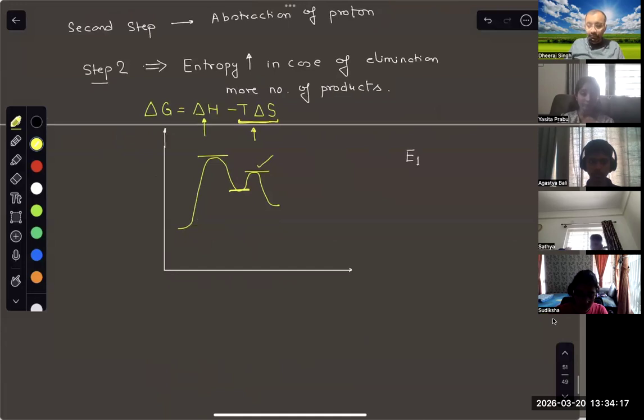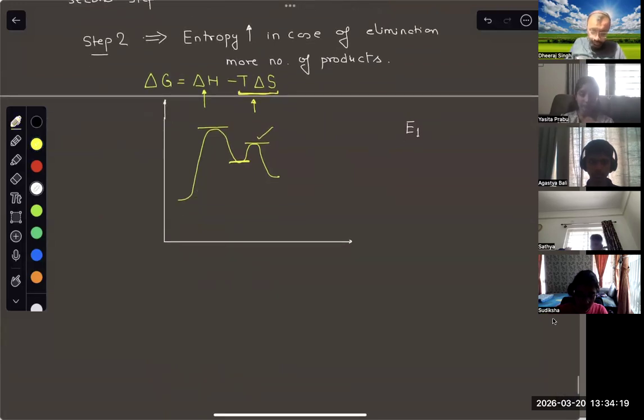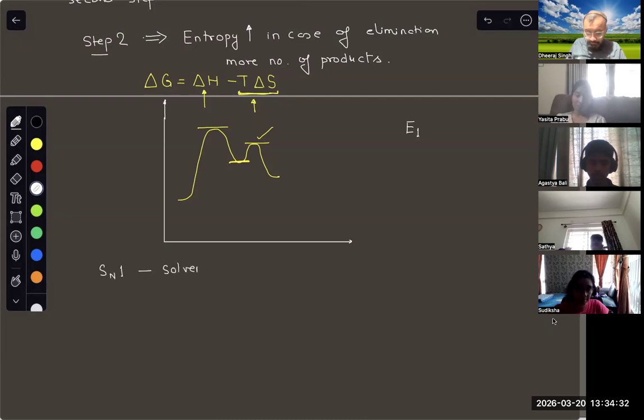Now over here, what do you think is the nucleophile? Another thing that you will notice is that in SN1, the solvent is the nucleophile. In E1 typically it is not. But anyway, the main differentiator is the delta sign.